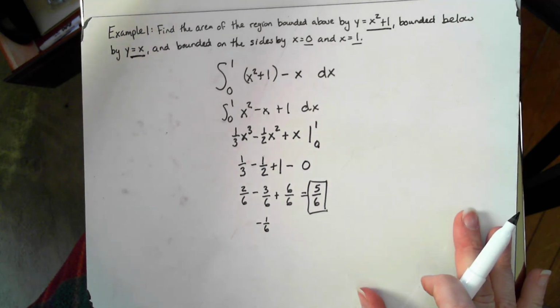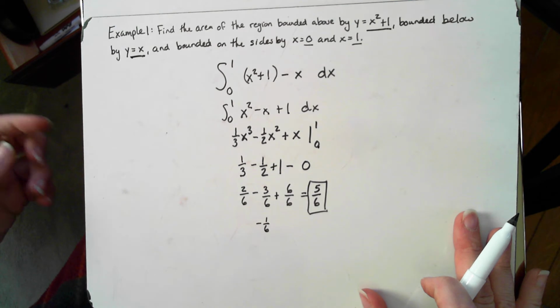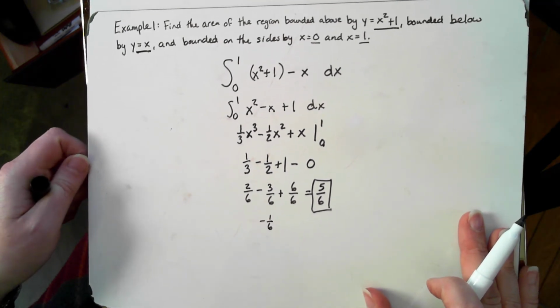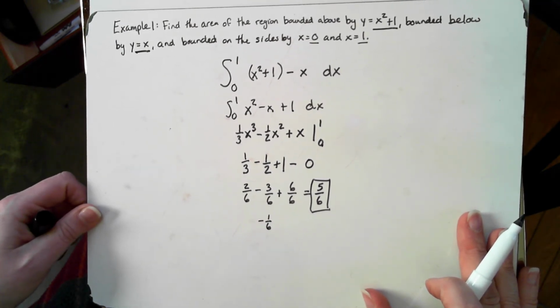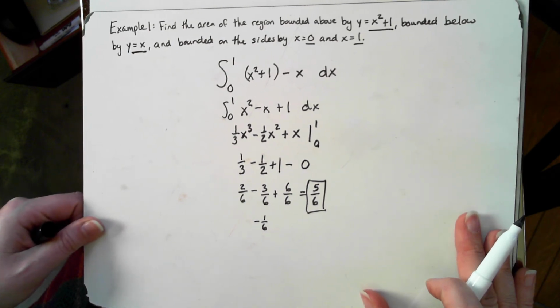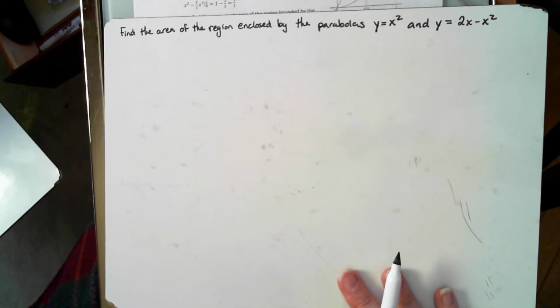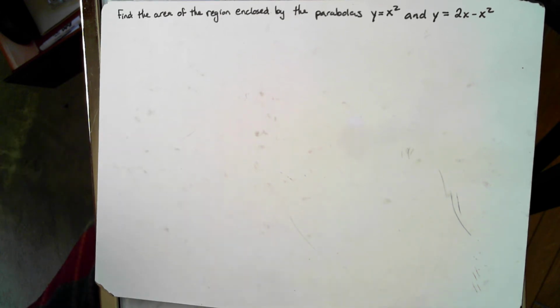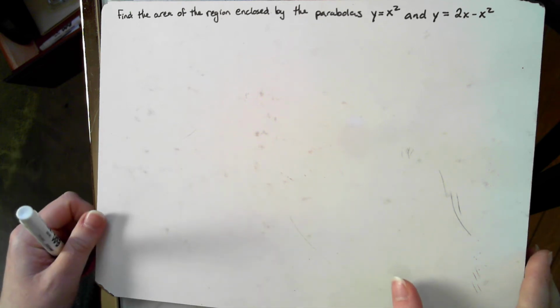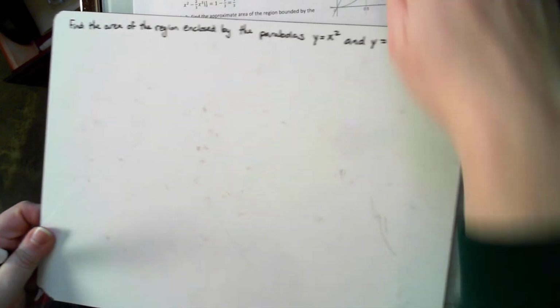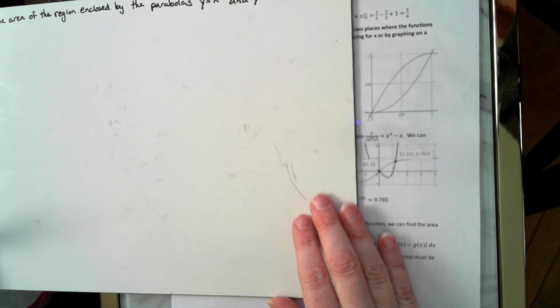So we have another example. This time it's going to take a step harder. They're not going to give us our upper and lower bounds. So let's take a look. They want us to find the area of the region enclosed by the parabolas y equals x squared and y equals 2x minus x squared. So step 1 is going to be to graph it. I did graph it on an online graphing calculator, and I'll show you the graph that I got. It's this top graph here.